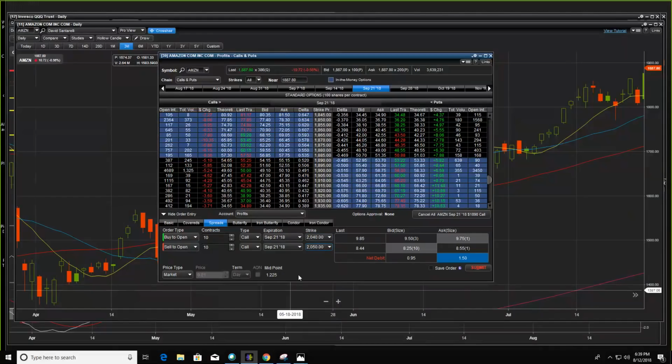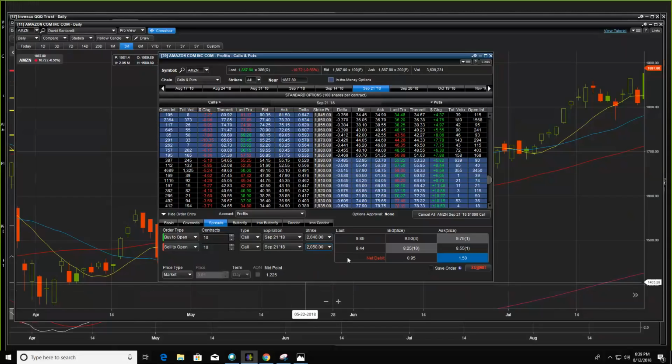You're looking at a max net return here of 713%, as long as Amazon's 2050 a share or higher by September 21st. So that's an enormous gain, 713%, and you only need the stock above 2050 a share. Like I said, now the further out of the money you go, the higher the risk.